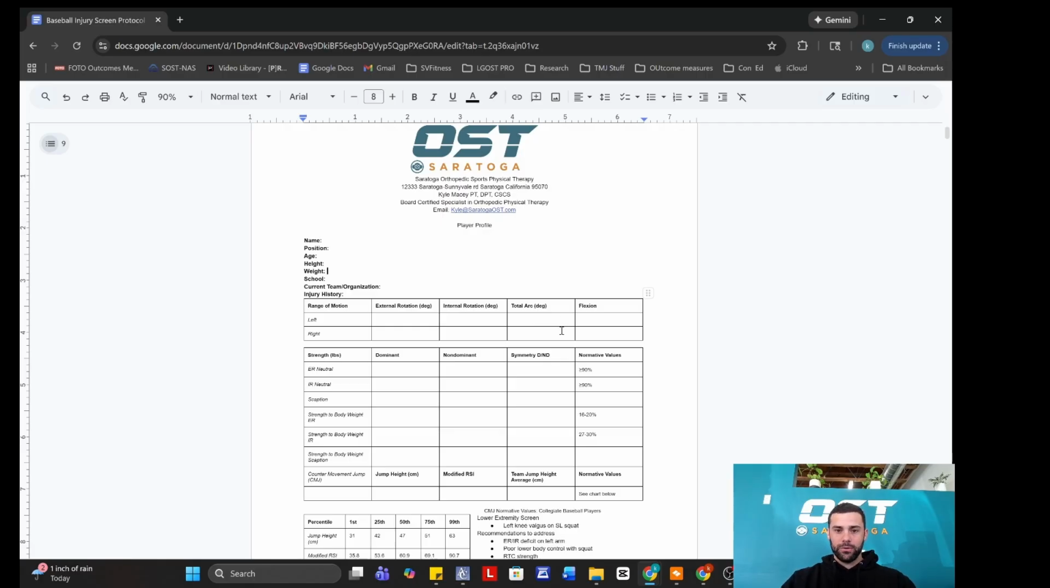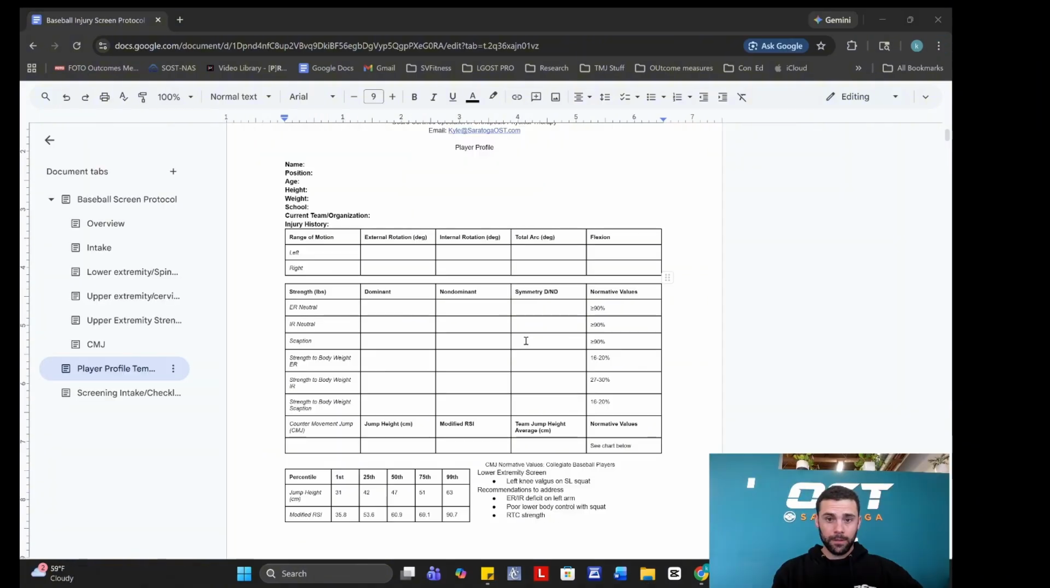Now, when it comes to the normative values here, there should be at most a 5-degree or less asymmetry between the two sides in terms of the total arc of motion, and then in terms of flexion. There may be some larger differences in the external and internal rotation, but this can be a normal adaptation to throwing. So the main value you want to look at here is the total arc of motion symmetry.